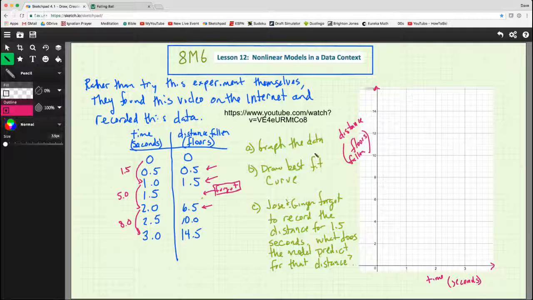So what I want you to do is do these 3 things. I want you to graph the data. I want you to draw a best fit curve. Now, it's not straight. This will not be a straight line. And then I want you to guess, because, again, they forgot to record this data here, using your best fit curve, how many floors you think it fell. And then we're going to go get the real answer by using this tool called Desmos that we looked at yesterday. Okay, so now this is your homework help.